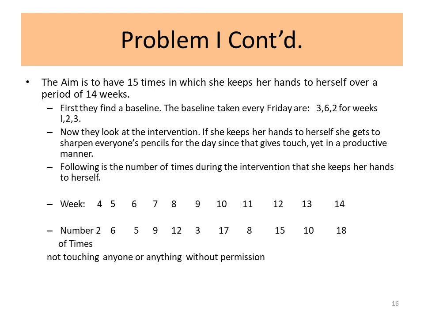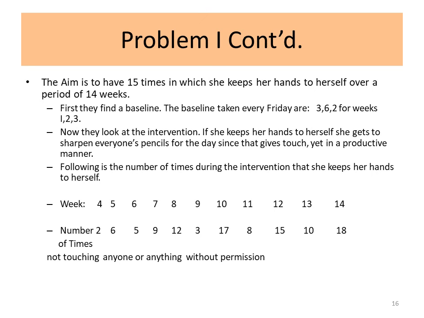The aim is to have 15 times in which she keeps her hands to herself over a period of 14 weeks. So that means that you have to know what the baseline is first. So here it is. First, they find a baseline. The baseline taken every Friday are 3, 6, and 2 for weeks 1, 2, and 3. So for weeks 1, 2, and 3, it should be B1, B2, B3, just like I've just shown you in the other one. Then they draw a dashed line in between the number 3 and 4.